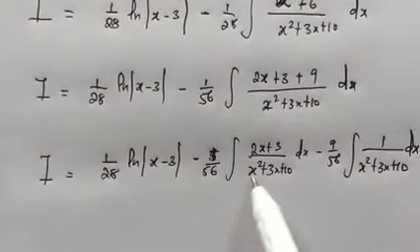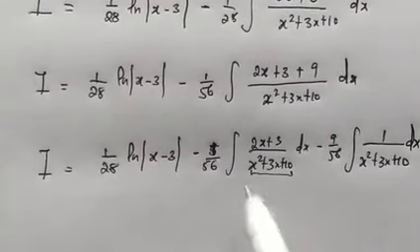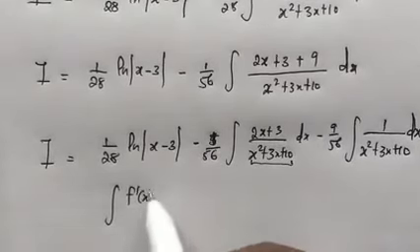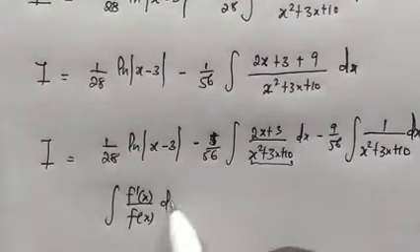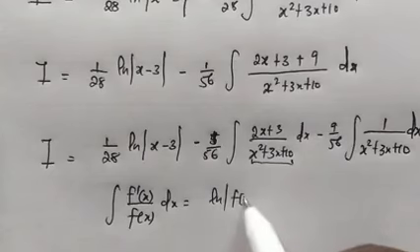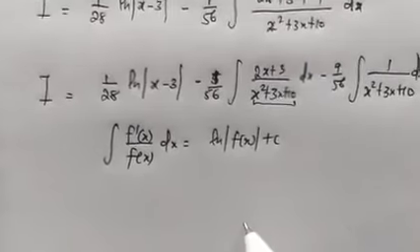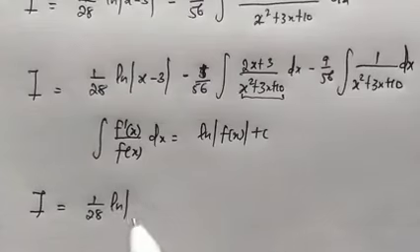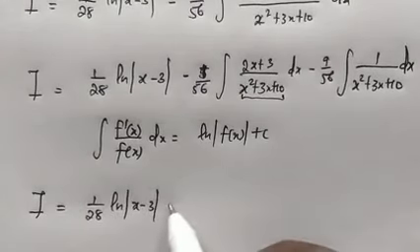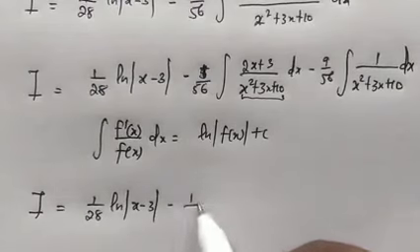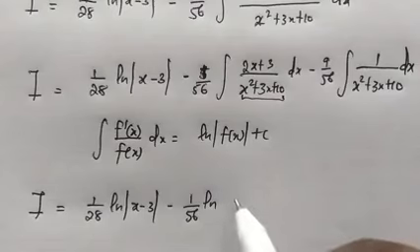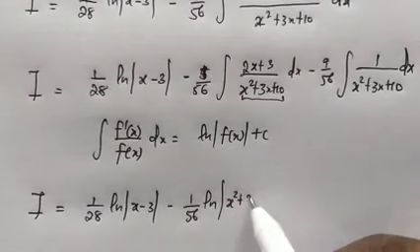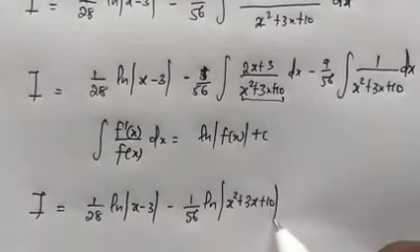dx. So the derivative of this denominator is equal to the numerator, so this will be the natural log of the denominator. If you recall that the integral of f prime of x divided by f of x dx is simply equal to the natural log of f of x plus c. So here I is going to be equal to 1/28 the natural log of x minus 3, here minus 1/56 the natural log of x squared plus 3x plus 10.